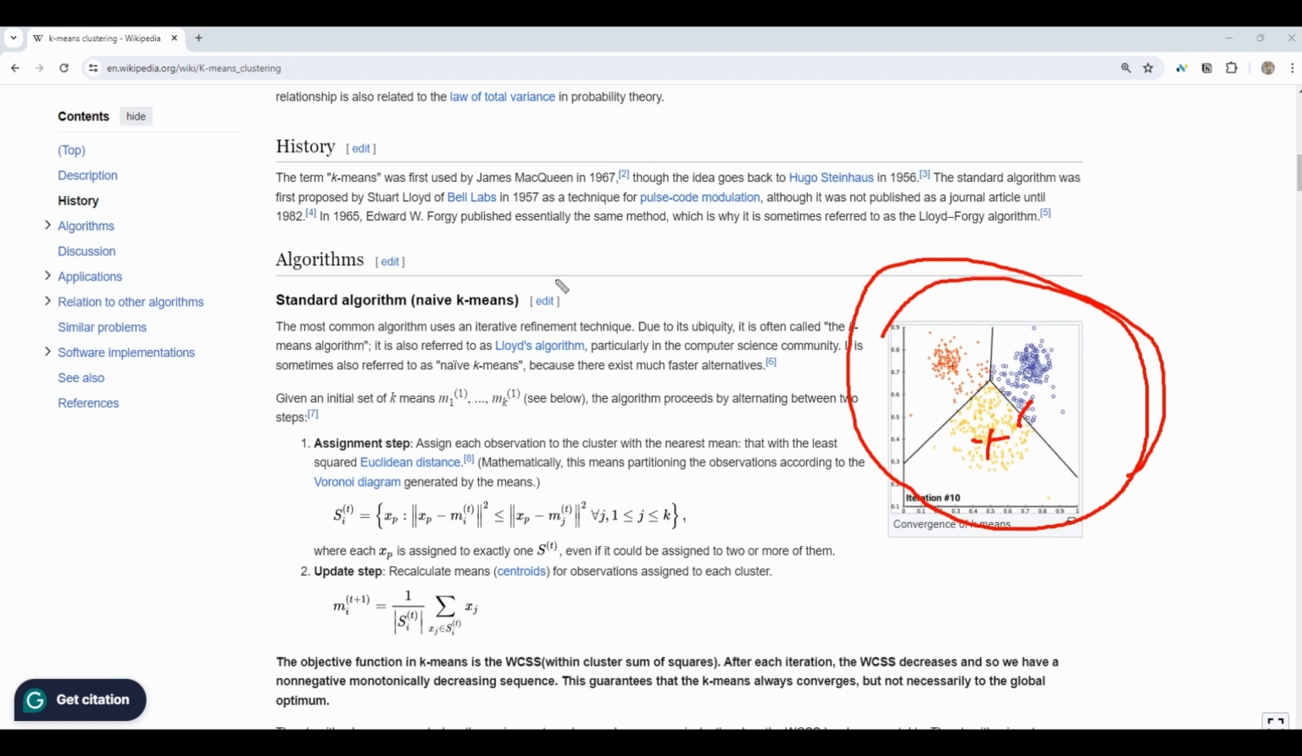Obviously, this explanation is not enough to explain the whole concept of K-means. So if you want to learn more about K-means clustering, you can refer to these online sources, and there are also plenty of resources online which you can refer to.